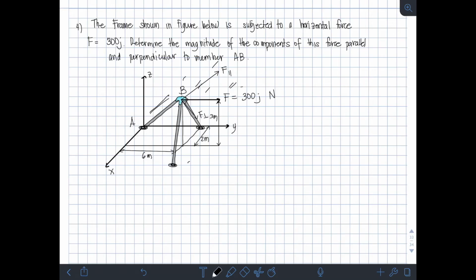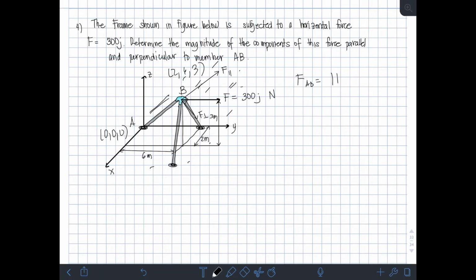How? We have points A to B, where point A is the origin, so 0, 0, 0. Then for B, checking its coordinates, on the x-axis it has 2 units, so 2. Then on the y-axis, it has 6 units. And then on z, we have 3 units, so 3. So the coordinate of B is 2, 6, 3. Okay? Now let's find the force vector parallel to AB by applying the formula from earlier.